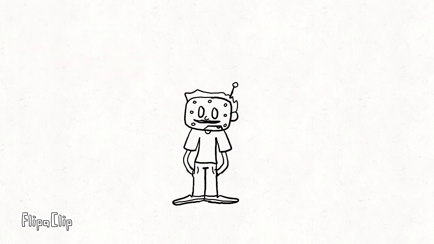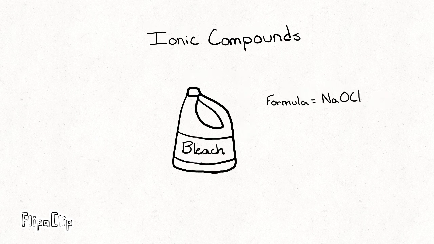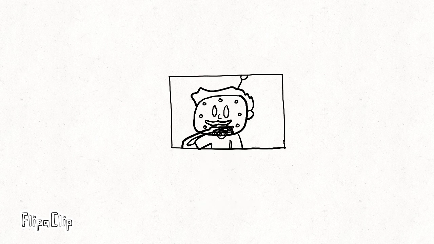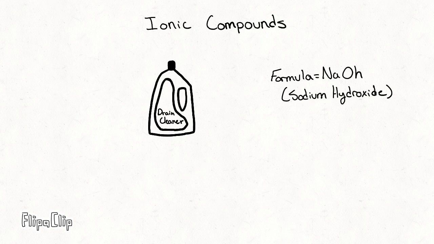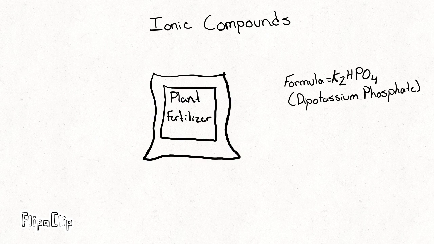Now I have to explain some examples of ionic and covalent bonds in everyday life. Well, one example is table salt, which is sodium chloride, an ionic compound. Second is bleach, which is sodium, oxygen, chlorine, also an ionic compound. One I use every day when I get up in the morning and brush my teeth is some good old sodium fluoride, which is in toothpaste. Sodium, oxygen, hydrogen, or sodium hydroxide, is used for cleaning drains, and K2HPO4, dipotassium phosphate, plant fertilizer, are both ionic compounds.